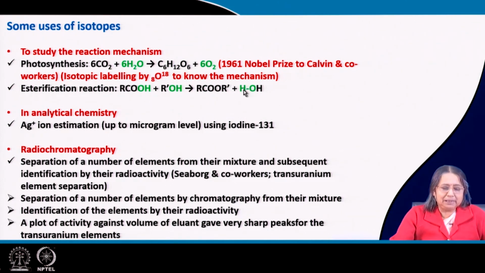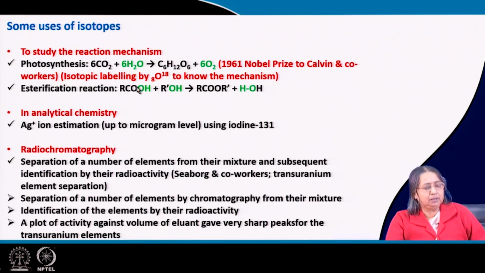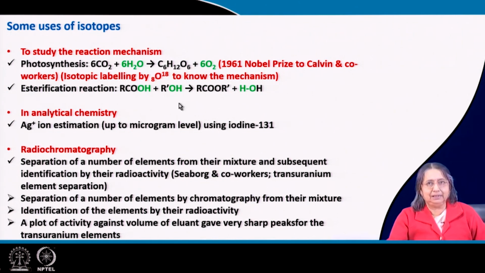Actually, depending on the mechanism, both can happen. This OH can be this OH or it can be that OH, depending on the combination of carboxylic acid and alcohol. It is not always true that this OH is coming from here. It may come from the other also, depending on what acid and what alcohol you are taking. But this method is called isotopic labeling. Here it is not a radioisotope, but a stable isotope.